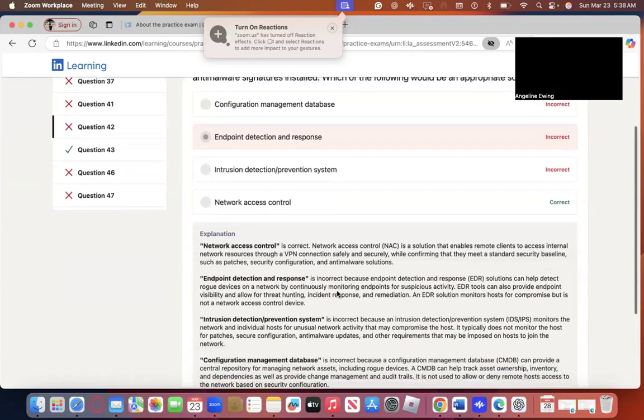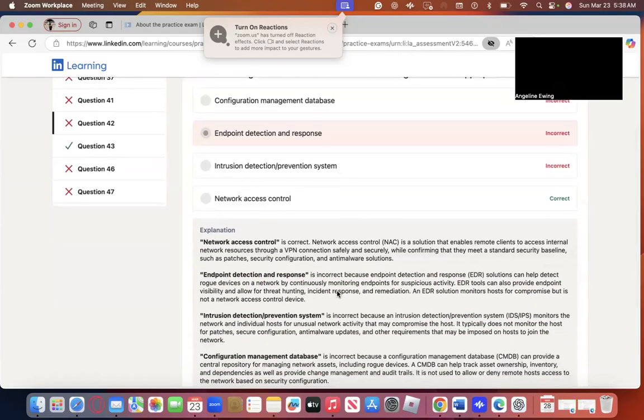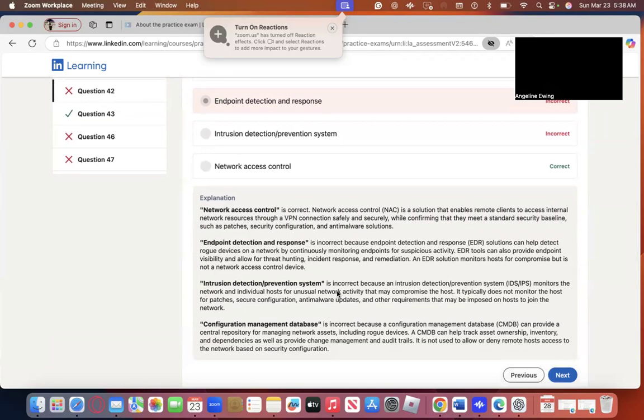Network access control is correct. Network access control, NAC, is a solution that enables remote clients to access internal network resources through a VPN connection safely and securely, while confirming that they meet a standard security baseline, such as patches, security configuration, and anti-malware solutions. The incorrect answers are endpoint detection and response, intrusion detection/prevention system, and configuration management.